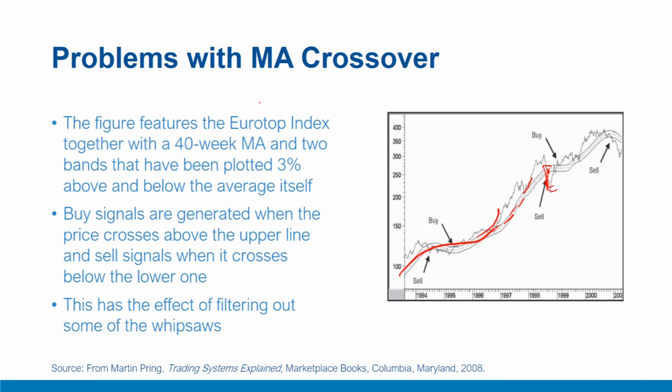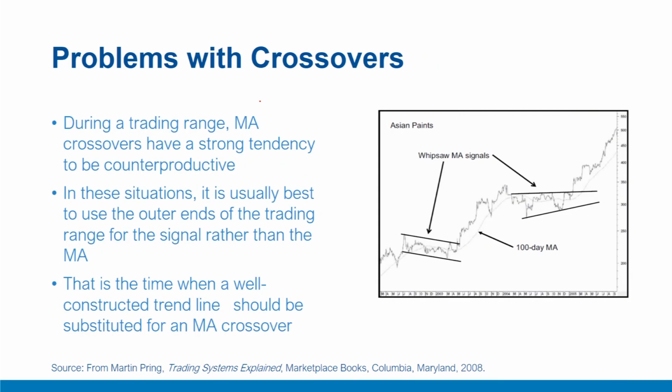This has a very important effect of filtering out some of the whipsaw signals or false signals. Also, during a trading range, MA crossovers have a strong tendency to be counterproductive. In these situations, it is usually best to use the outer ends of the trading range for signal generation rather than the MA itself. Obviously, no one rings a bell to say that the price has entered a trading range, but after a couple of whipsaw signals, it becomes apparent.